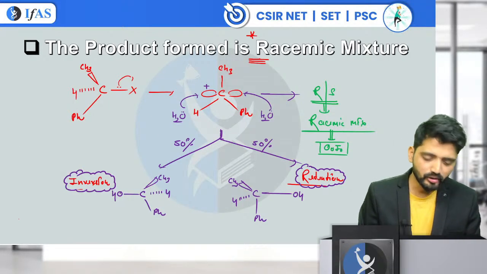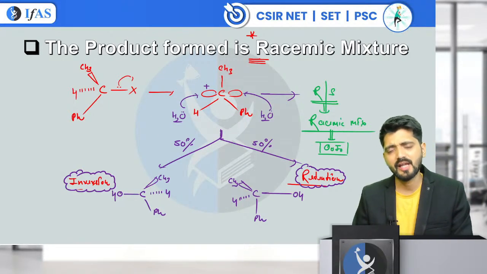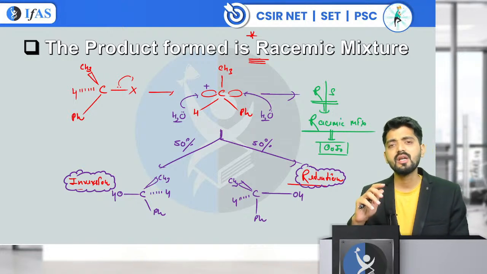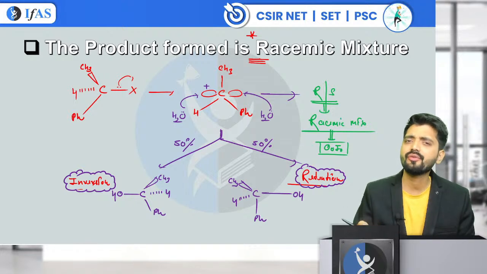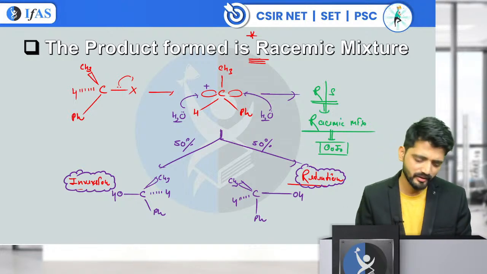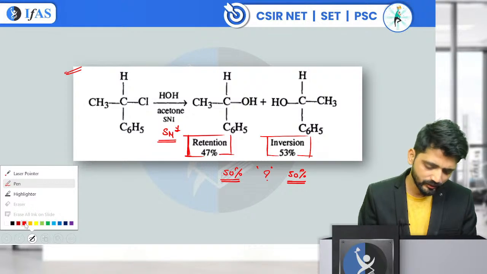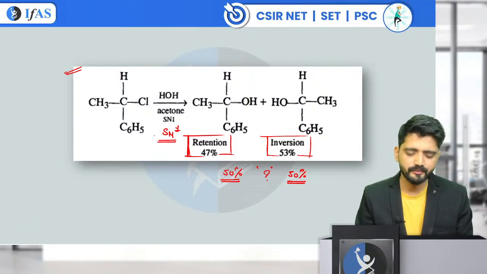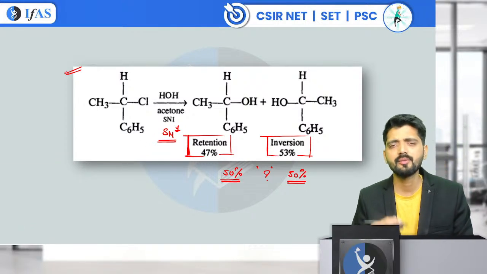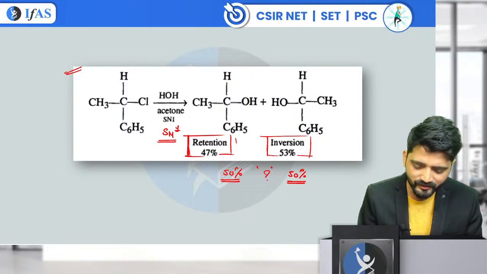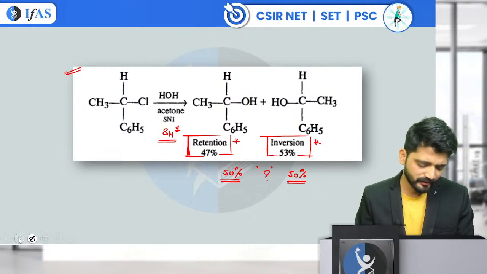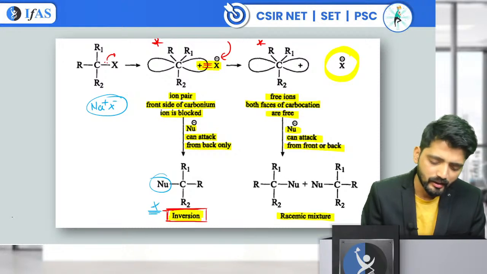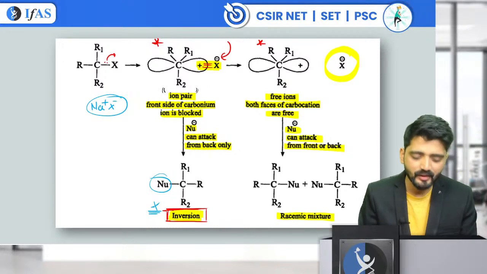So we also talked about the product, that it is a racemic mixture, but actually this is a very ideal condition where complete racemization takes place. In an actual situation, we have seen that a little bit of inversion product dominates in an SN1 reaction. I have explained this via an example also. When we performed this reaction, we saw that we have 47% of retention product and 53% of inversion product. We saw this inversion percentage is a little bit higher because of the formation of an ion pair. See, what is an ion pair?